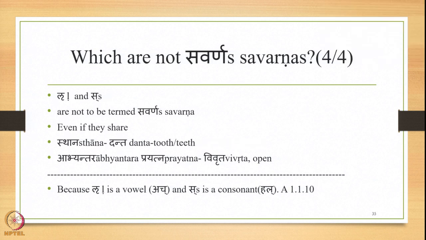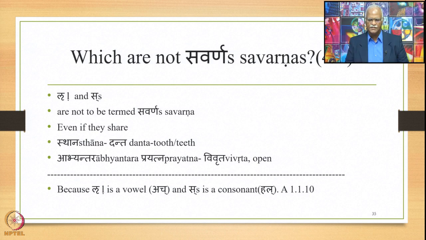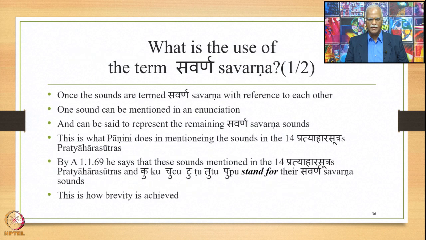And finally, we have ḷ and s. They are also not to be termed as savarṇas, even if they share sthāna, that is danta, and abhyantara prayatna, namely vivruta, because ḷ is a vowel and s is a consonant. And nājjhalau negates the savarṇa saṃjñā to both a vowel and a consonant with respect to each other. Even if tulyāsyaprayatnaṃ savarṇam gives the savarṇa saṃjñā to them both, nājjhalau negates it. So, having put both these sutras together, we can understand what is a savarṇa.